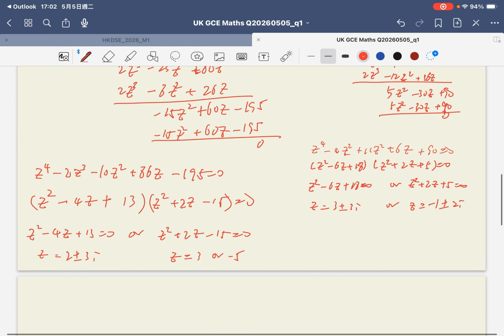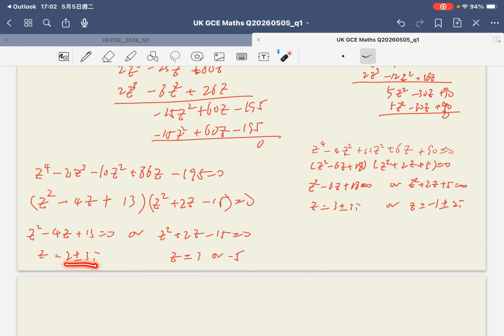Okay, I think there are 8 values of z in total here. 1, 2, 3, 4, 5, 6, 7, 8, in two sets of values of z, and a total of 8 values of z.